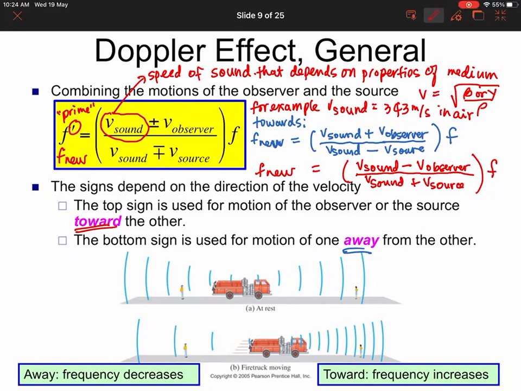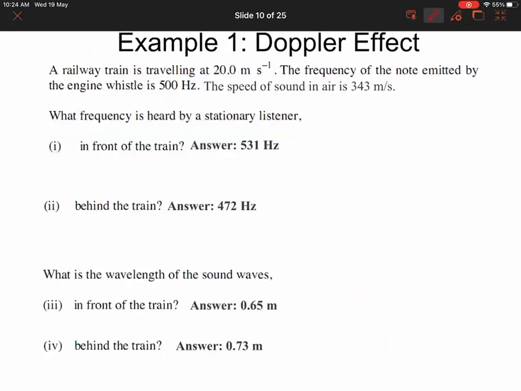Right. So let's try to practice that concept by looking at this example. A railway train is traveling at 20 meters per second, and the frequency of the note emitted by the engine whistle is 500 hertz. The speed of sound in air is 343 meters per second. What's the frequency heard by a stationary listener in front of the train, behind the train, and then what's the wavelength of the sound in front and behind?